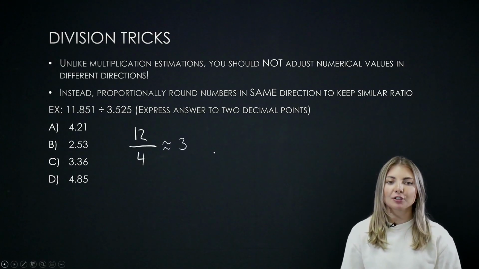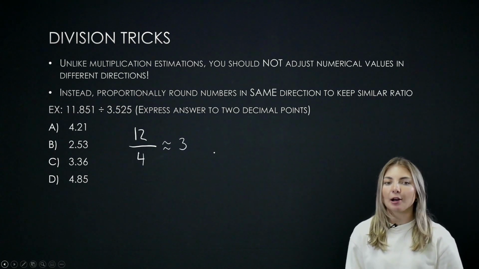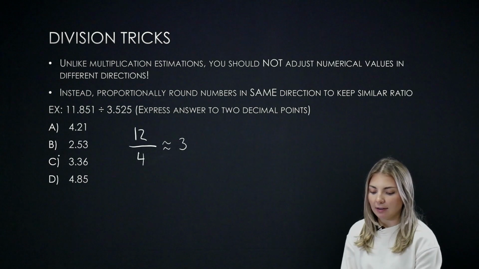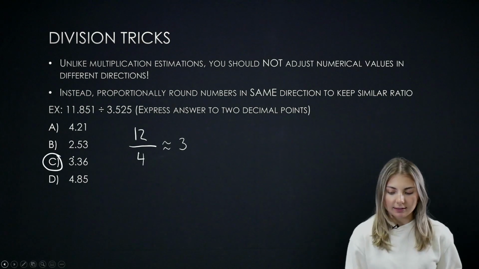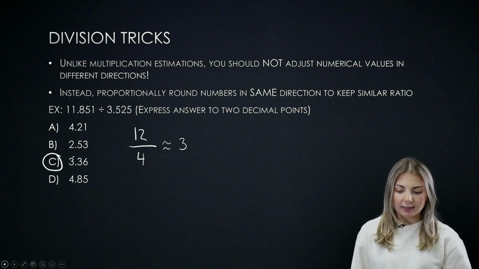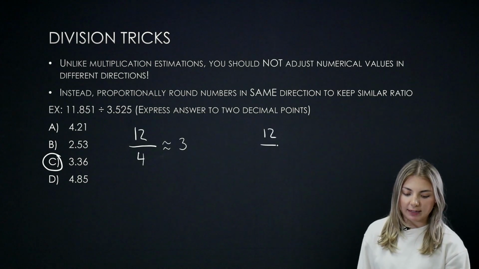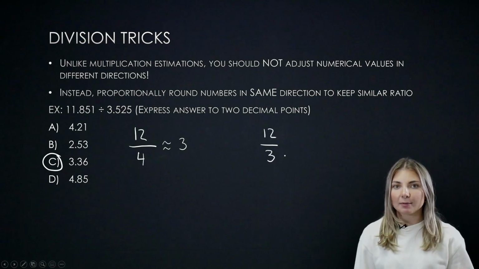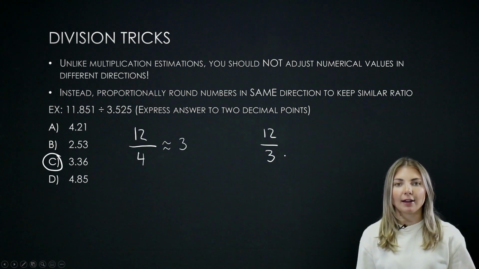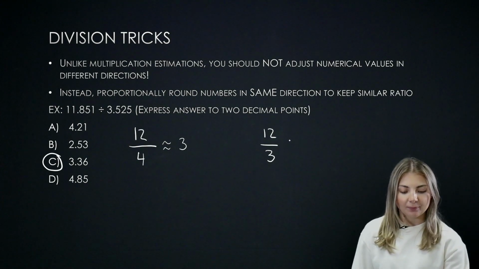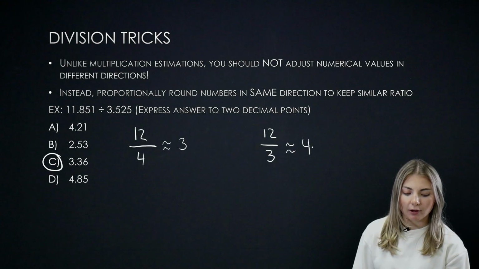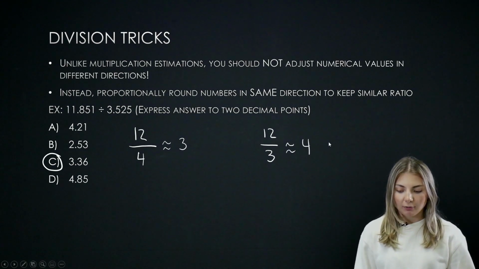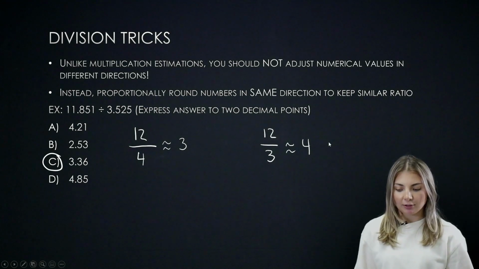But I'm also going to show you what would happen if you rounded them in opposite directions. Because based on this, we know that our correct answer is C, as it is the closest. But let's say we did 12 divided by 3, where we rounded the 3.525 down, opposite of the 11.851 that was rounded up. Then we get a rough estimation of 4. So now we might be torn between A and C, when in reality the answer is much closer to C.